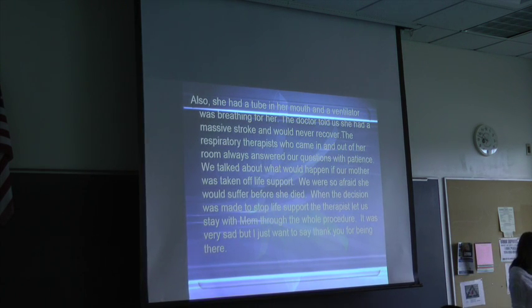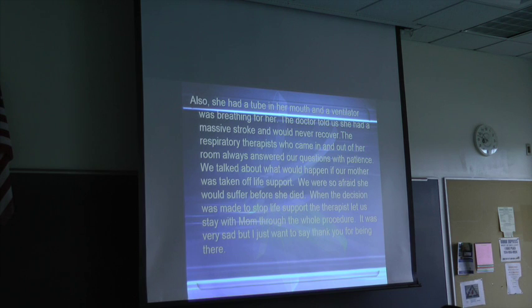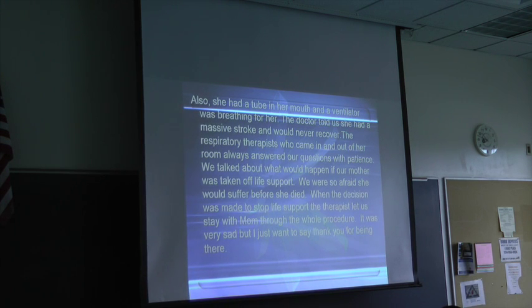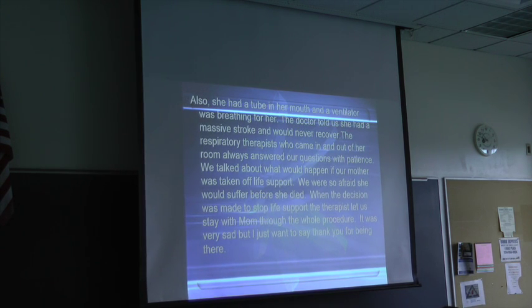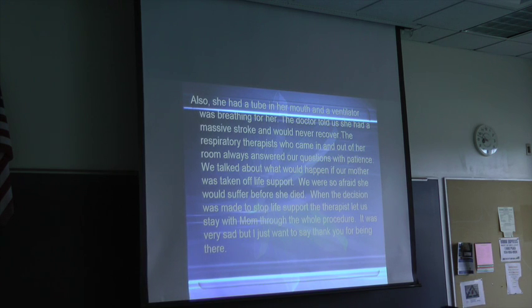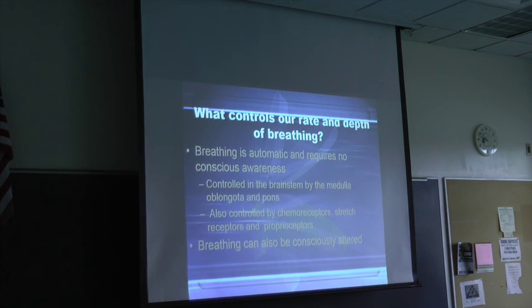So damage to the brainstem can be from two things: an occluded blood vessel or a ruptured blood vessel. Do you want to write it down on the side of your notes? Damage to the brainstem can be from an occluded blood vessel or from a ruptured blood vessel.